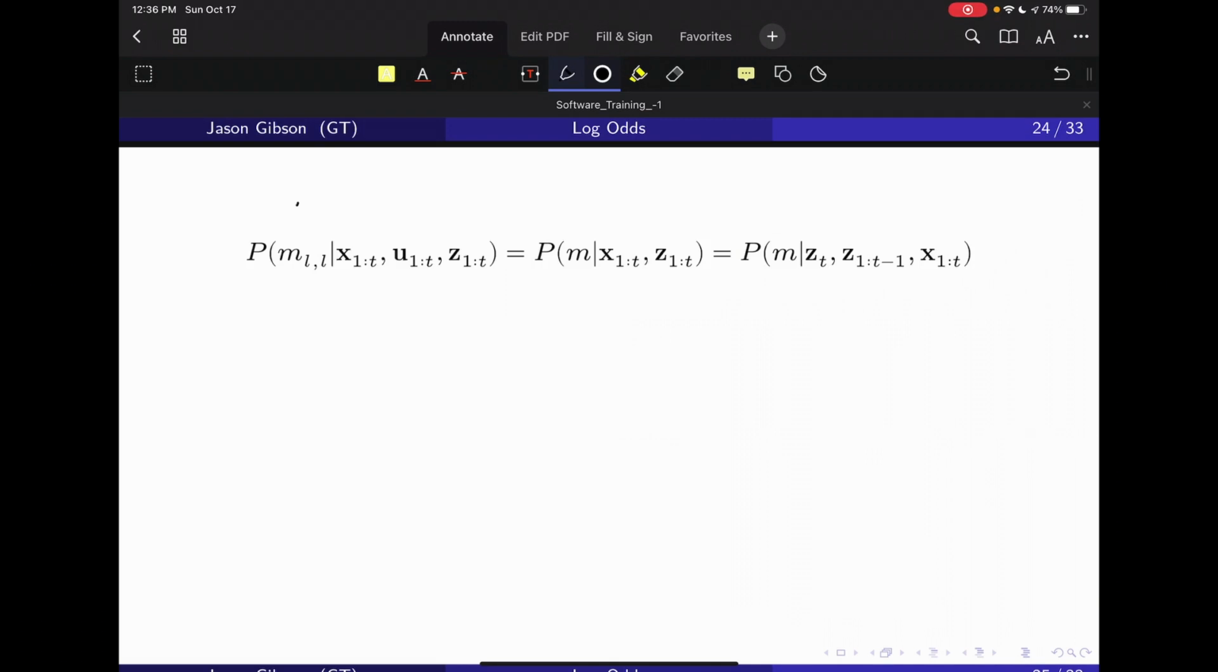So we have the probability that a grid cell is occupied, given my past state history, my past controls, and my past sensor readings. To make this a little bit less notation heavy, I'm going to simplify this equation. I'm going to eliminate the controls, and I'm also going to simplify it so we're only predicting the probability of a single grid cell rather than the entire grid.